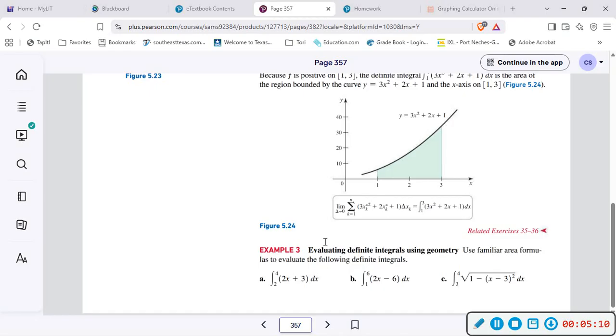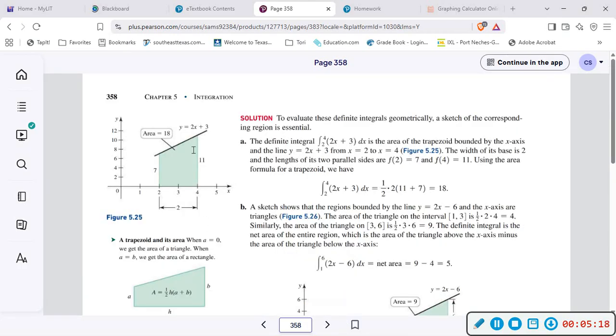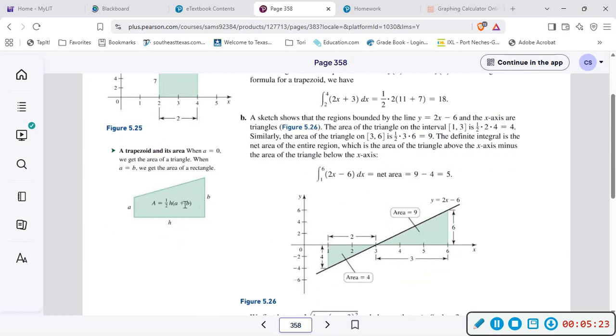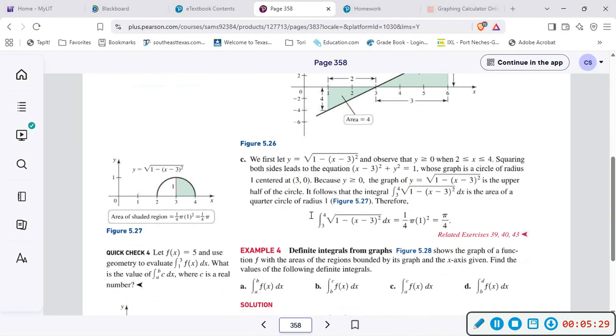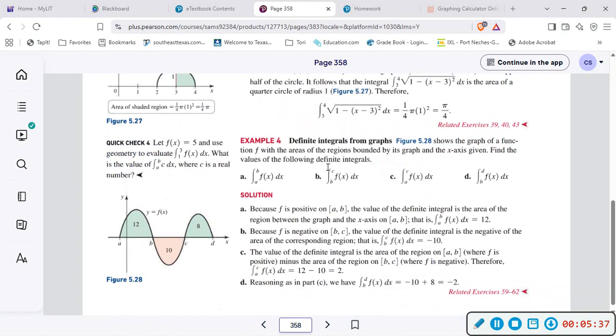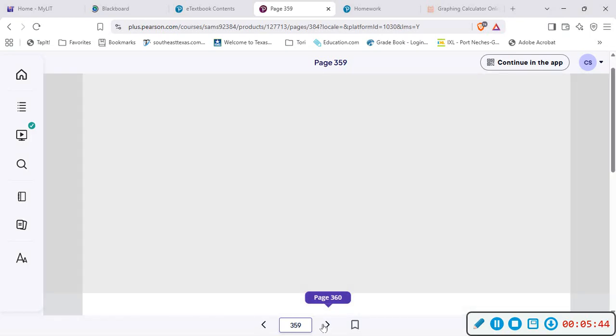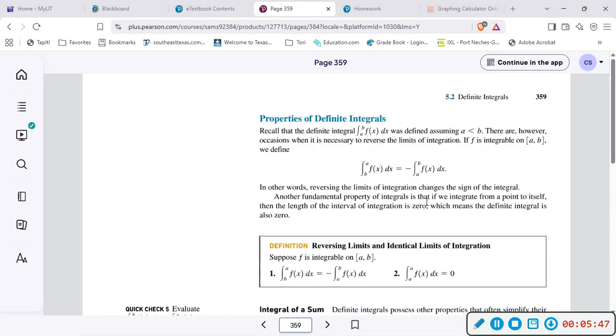Another example, okay? And then I want you to solve these examples using geometry. A lot of examples you get to kind of see and walk through. So here's one that looks like a trapezoid, so you find the area of the trapezoid, and they're showing that here. Here we have two triangles. Here we got a circle, so we do a fourth of a circle and find that area. Again, we got a few more examples, definite integrals from graphs, some visuals to see and walk through. All of these are good to read through and see if you get a better understanding.